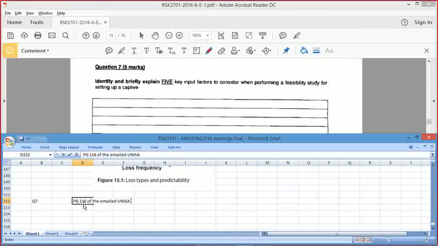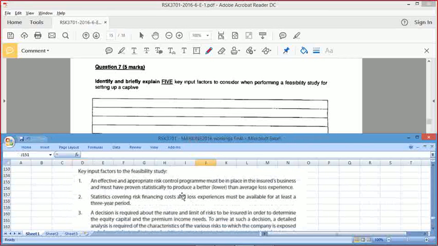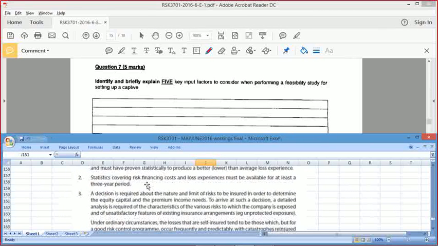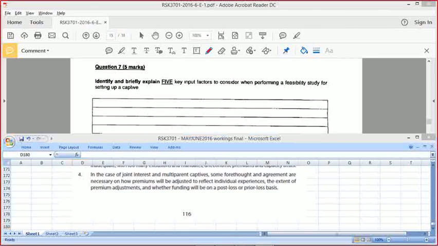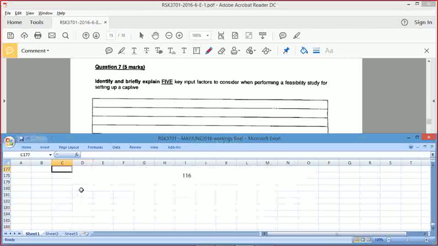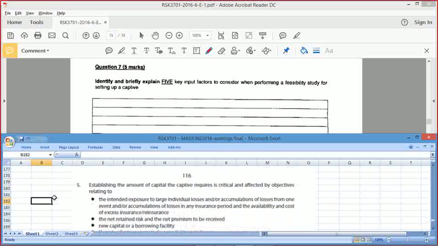UNISA emailed file, copy, paste. Key input factors to the feasibility study. There's 3 there, 4 there. I need the rest on the other page. There's a lot. There's 7 even. So they only want 5. That's good. You've got some room for flexibility. Obviously it's going to be difficult to remember all 7, but as long as you remember 5 of the 7 and you can explain them, then you should be fine.